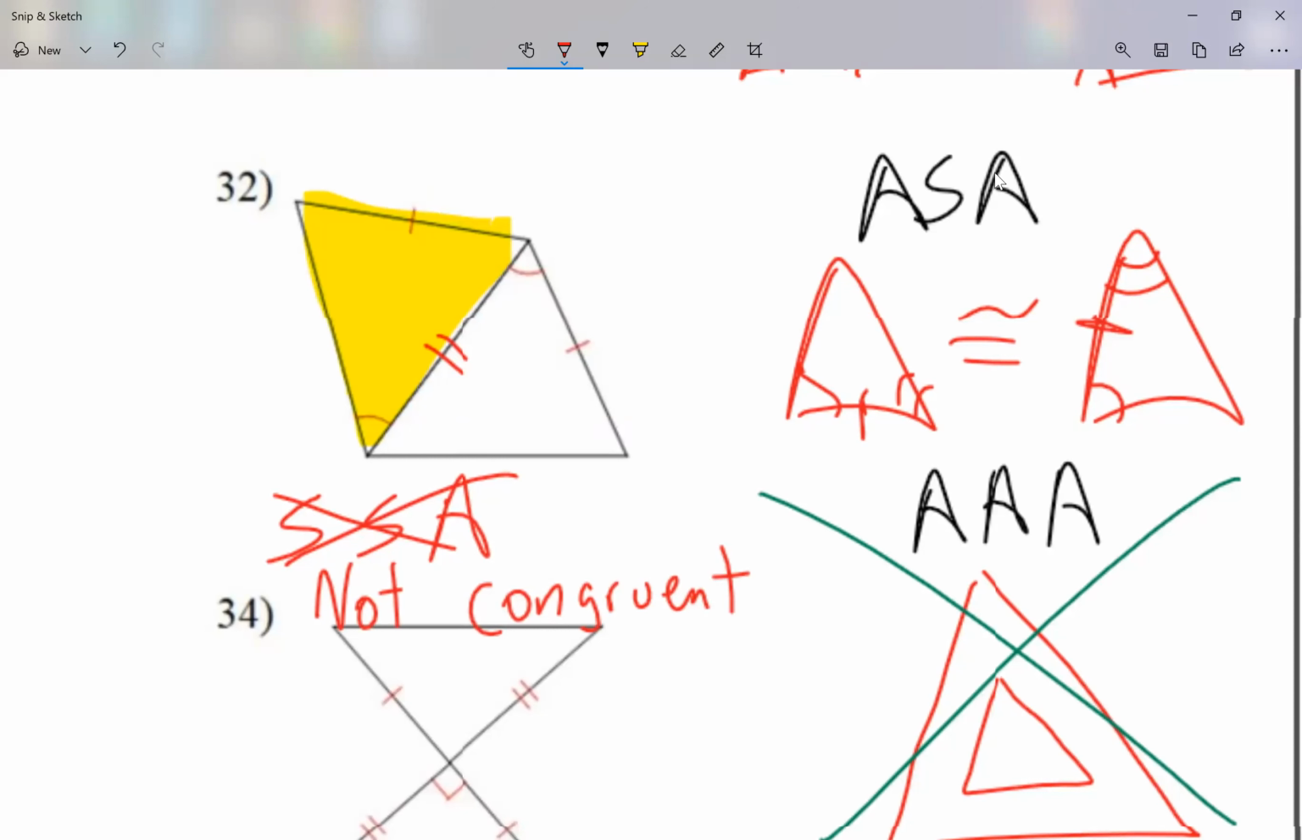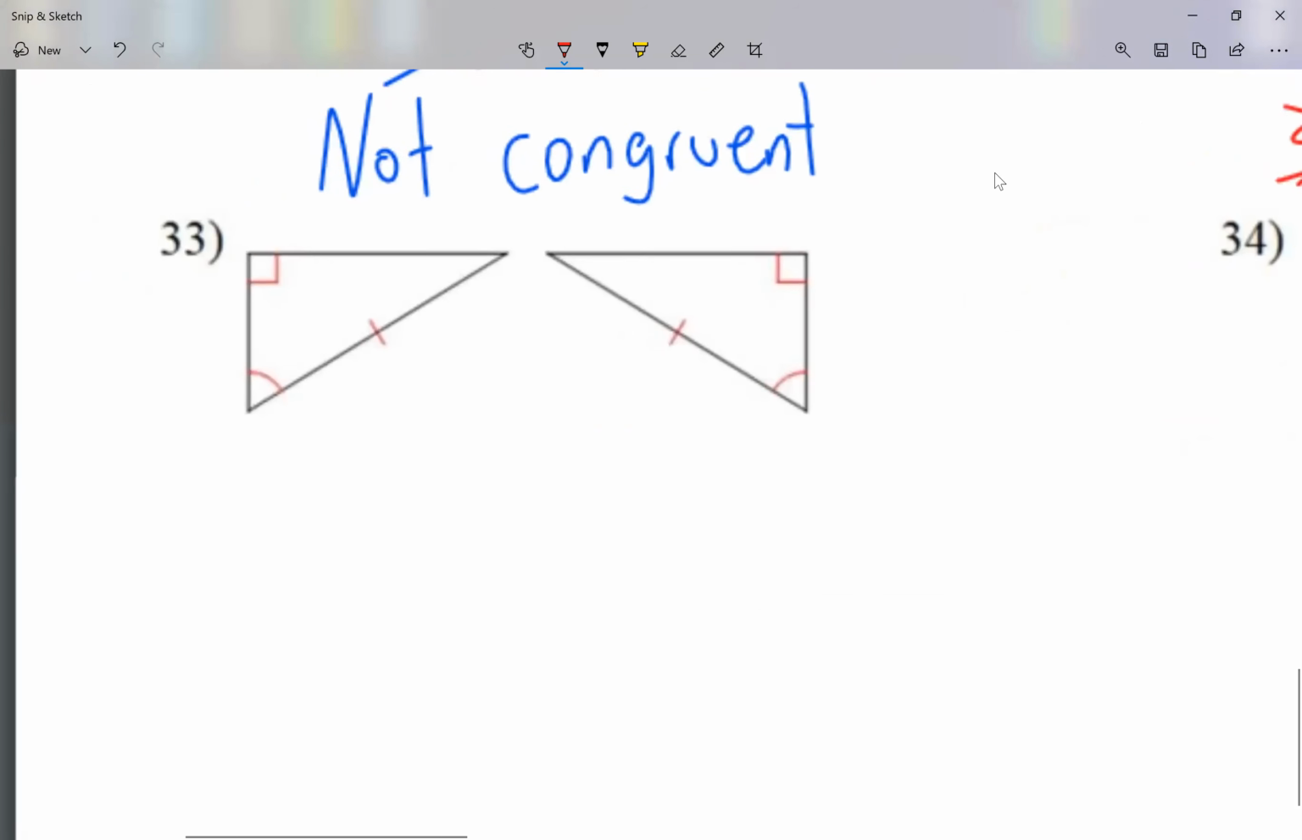By the way, in this picture, in this question, if you look at the other triangle, it is side, angle, side. So two sides and the included angle. I marked them differently because I want to emphasize they must be marked the same way. Okay, so let's take a look at number 33.